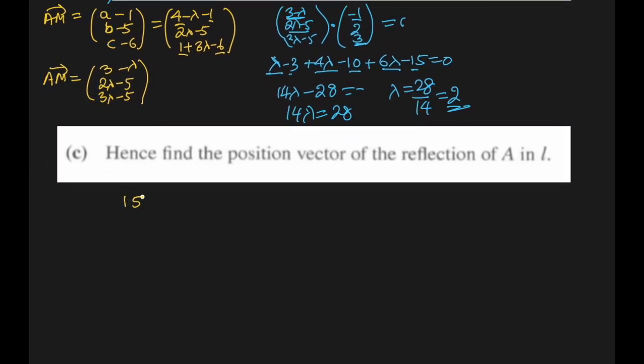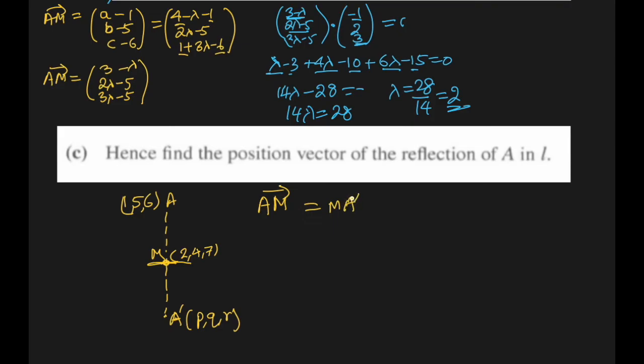So 1, 5, 6 is A. It goes down, reaches L, where the foot coordinates are 2, 4, 7, and we want A prime, which we have assumed as P, Q, R. I hope you will agree that this vector AM is exactly equal to vector MA prime, if this is M. They are exactly the same vector because their direction is the same, their magnitude is the same.